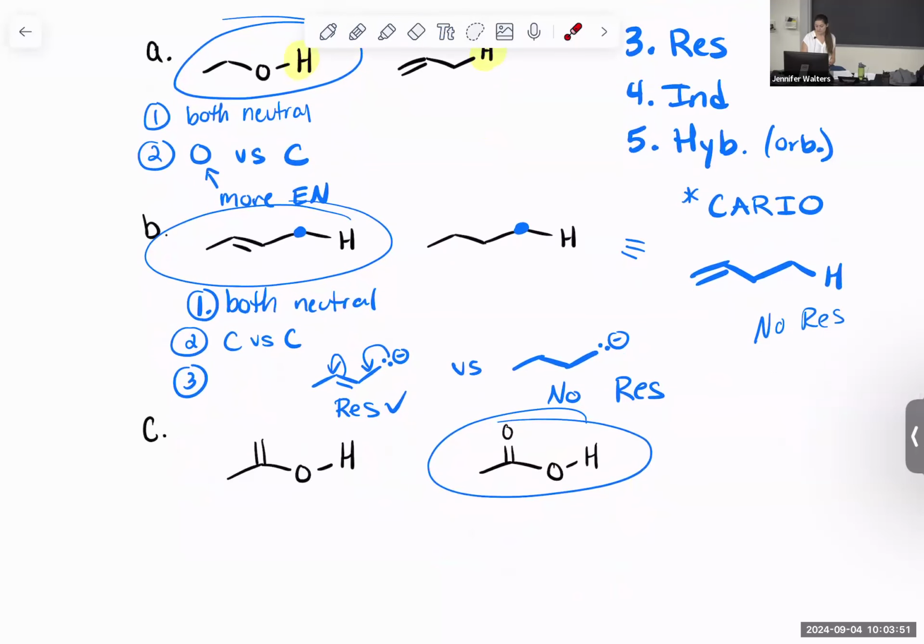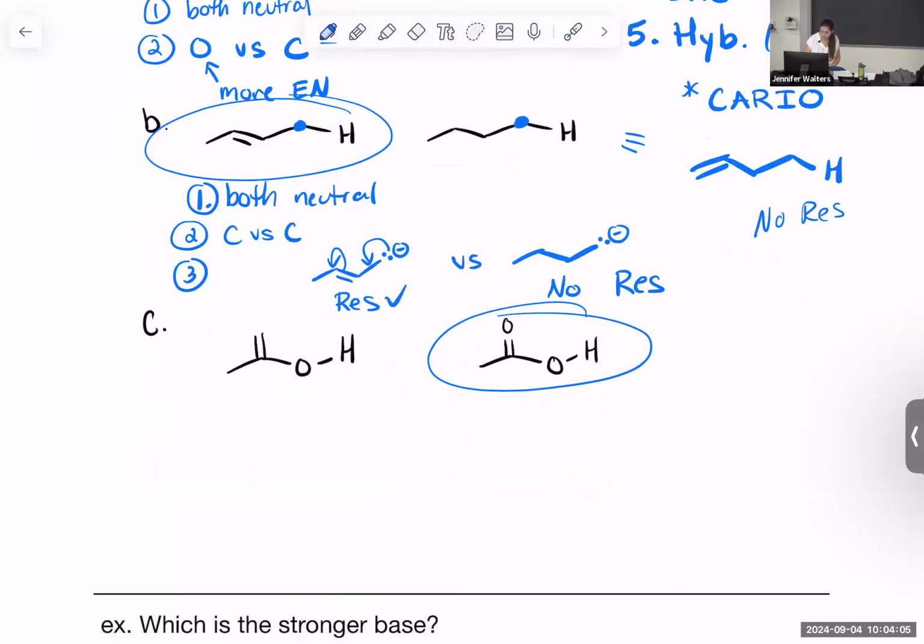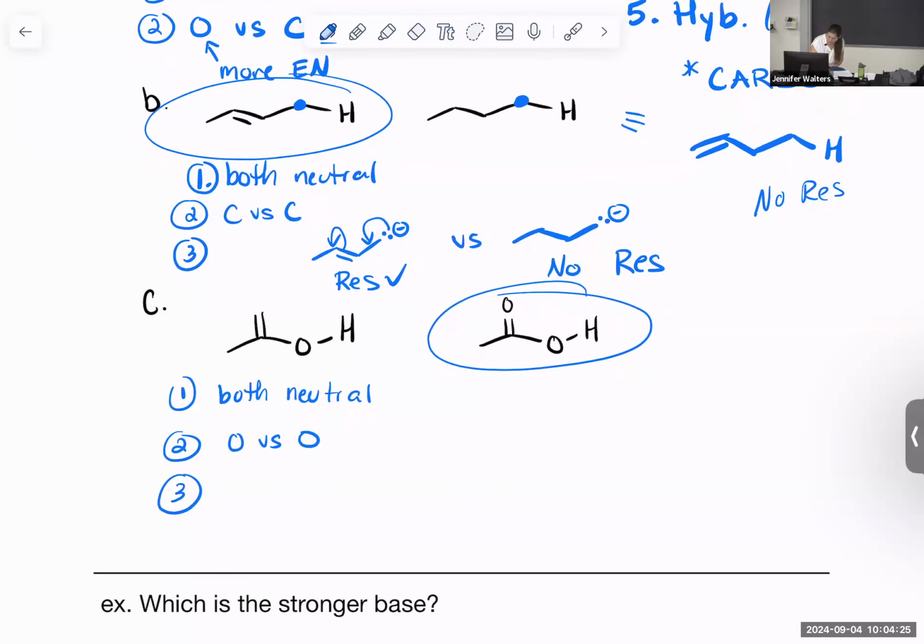So for C, it's not induction. I mean, there's a little induction, and induction comes into play, but there's a more significant factor, so we got to go up on the list. Resonance. So when we look at our atom, when we look at our charge, it is both neutral. When we look at our atoms, we are comparing oxygen versus oxygen. That is the same. So then we're going to compare our resonance structures.